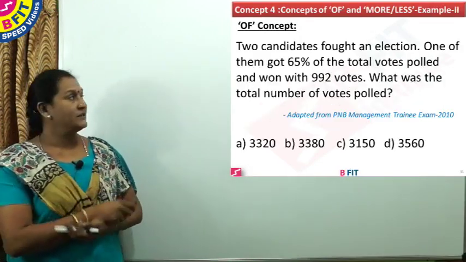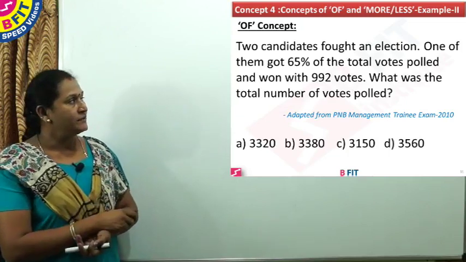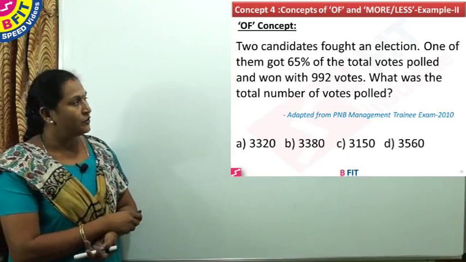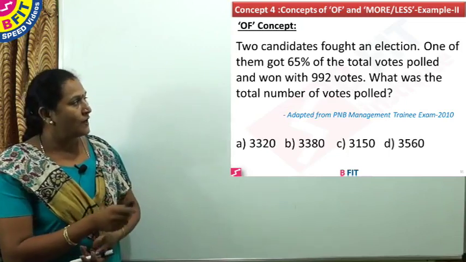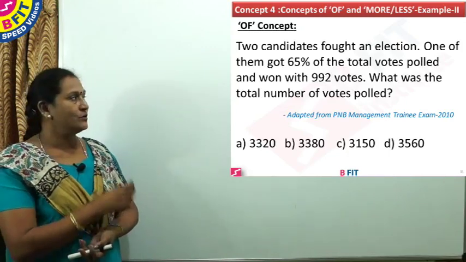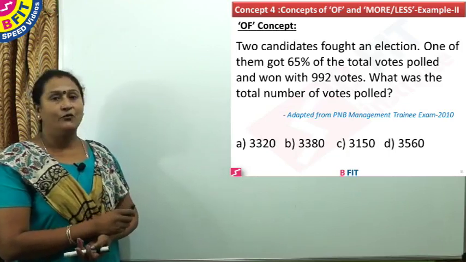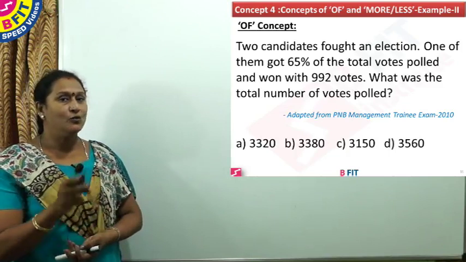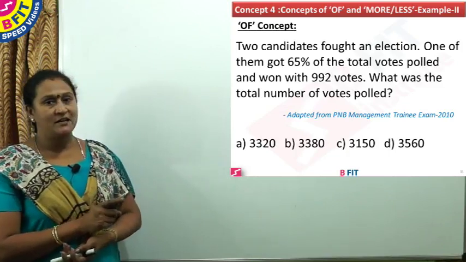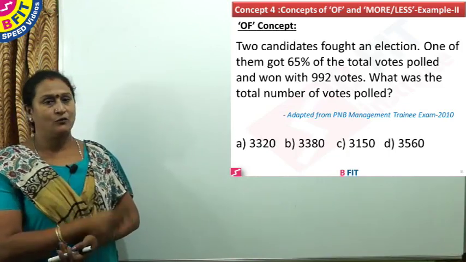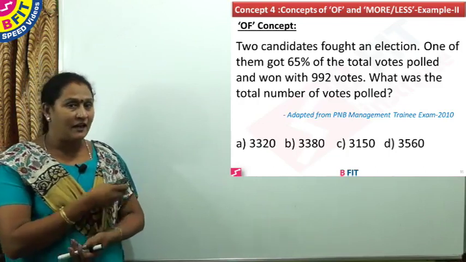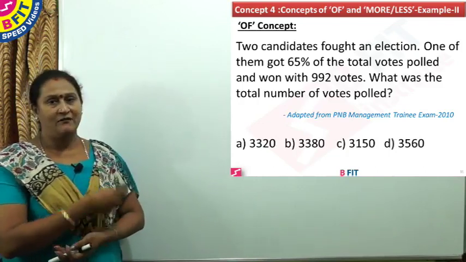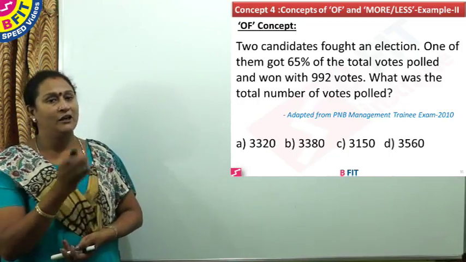The next question is: two candidates fought an election. One of them got 65% of the total votes and won with 996 votes. What was the total number of votes polled? So here it is an election between only two persons. One person has got 65% of the total votes. They have given that he had won the election. Even if not, we know that he had won because he had got more than 50%.